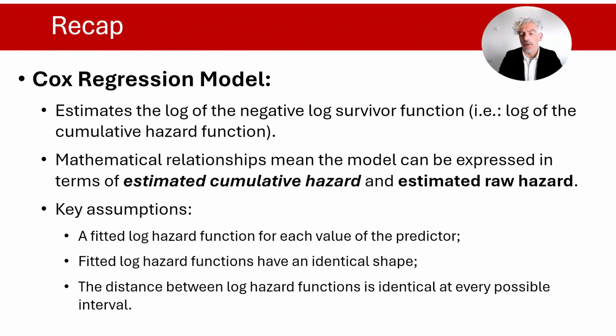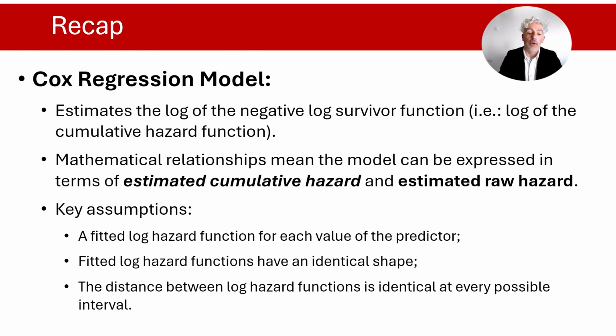To summarize what I've covered in the previous presentation, I introduced the Cox regression model, and I highlighted that the estimates are based on the log of the negative log survival function, or as the log of the cumulative hazard function. But mathematical properties mean that the model can be expressed in terms of the estimated cumulative hazard and estimated raw hazard, which provides basically a way to estimate and say something about the hazard functions, starting by modeling the cumulative hazard functions.